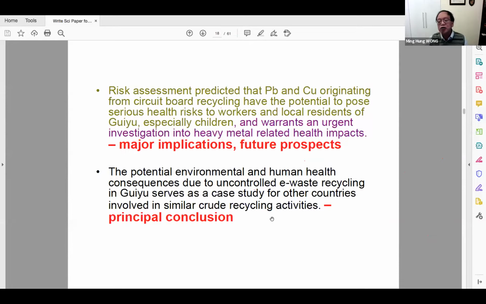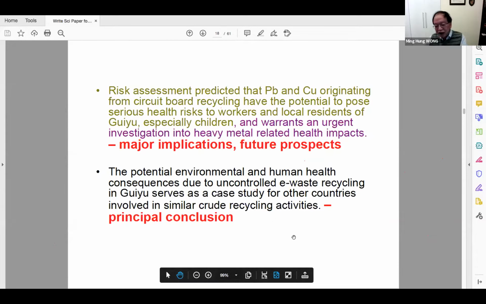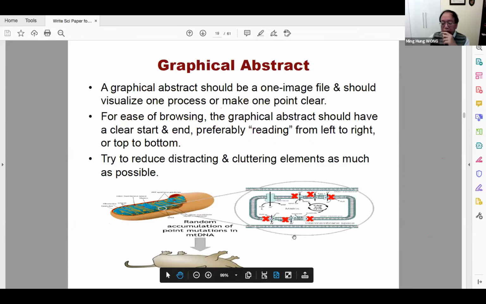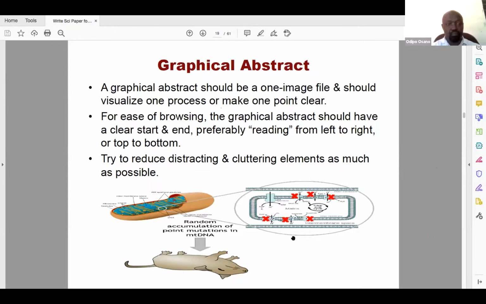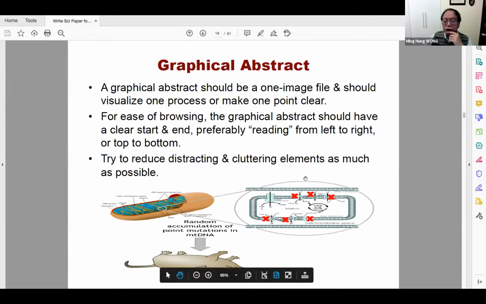I'm not going to talk about it in detail. Now, in the past few years, I think it only started about 4 or 5 years ago, certain journals want you to provide a graphical abstract. I'm not an expert on that. I'm sure you can learn how to do all these graphical abstracts.